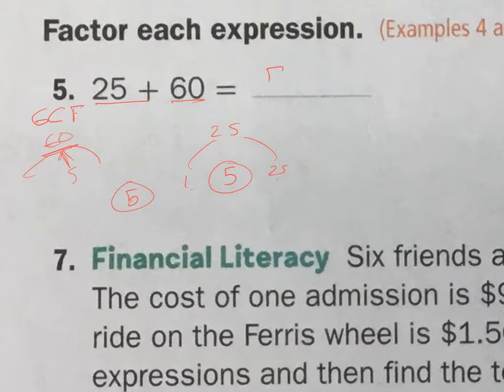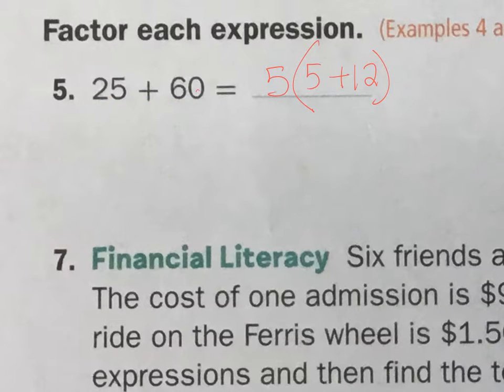So what I do is I put 5 out here, and then it's going to be 5 times what gets me 25? Well, 5. Plus 5 times what gets me to 60? 12. So let's see if this works. Okay, I'm going to erase some of this. There we go. Now, 25 plus 60 is 85.